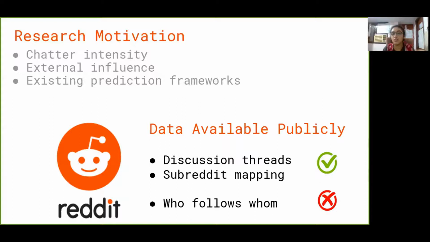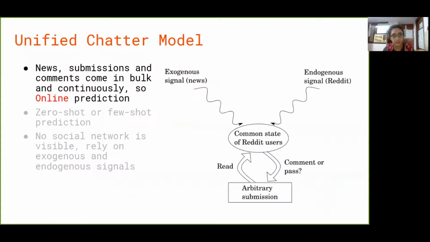Inspired by the existing research and the drawbacks in it, we went on to determine the total number of comments that a post on Reddit can receive. For our use case, the comment size becomes the chatter intensity. Now, the data around the discourse and the subreddit mapping is easily available from Reddit. However, the underlying user network of who follows whom is not publicly available. In absence of such critical information, we rely solely upon the use and influence of exogenous and endogenous signals to be able to determine how and how much the users are going to engage with a given post.